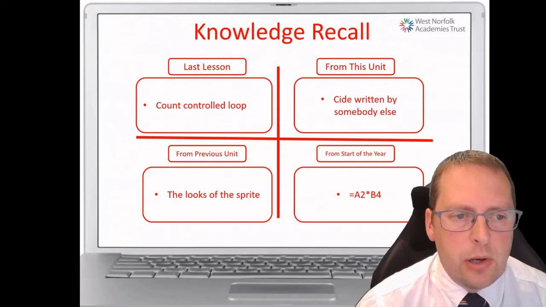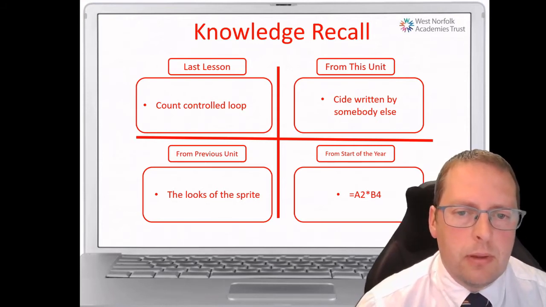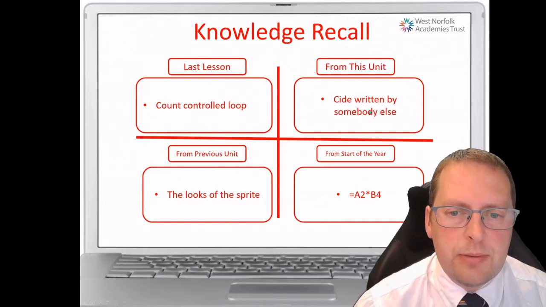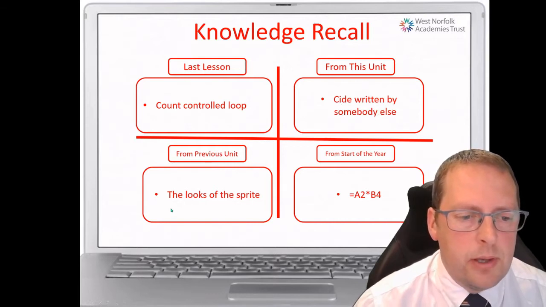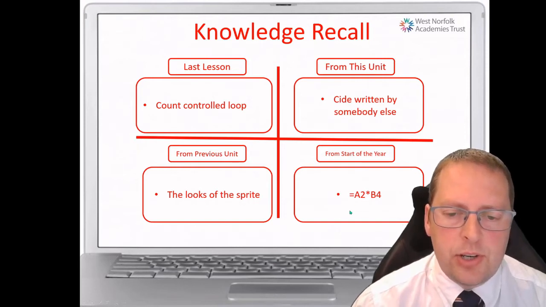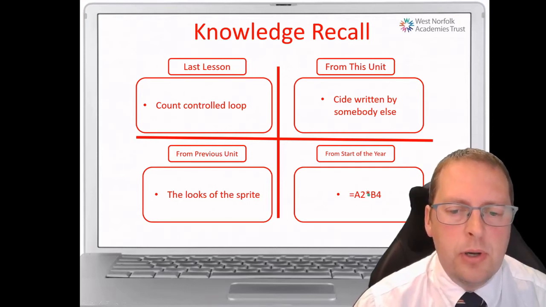Hopefully you've got answers along the lines of a count-controlled loop. A module is code written by somebody else. The looks of the sprite is what a costume is. And in spreadsheets, it's A2 asterisk B4. The asterisk means multiply. So A2 multiplied by the cell B4.